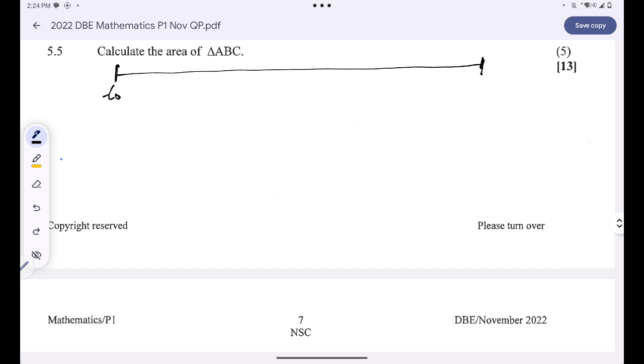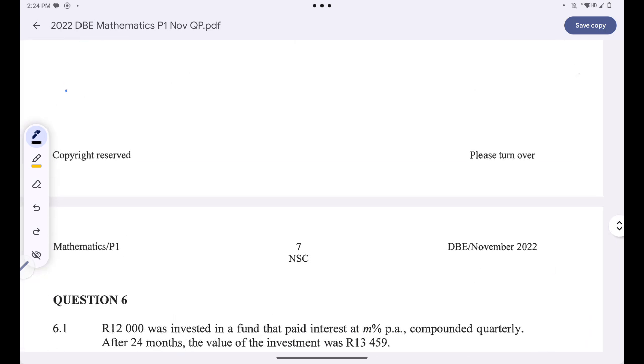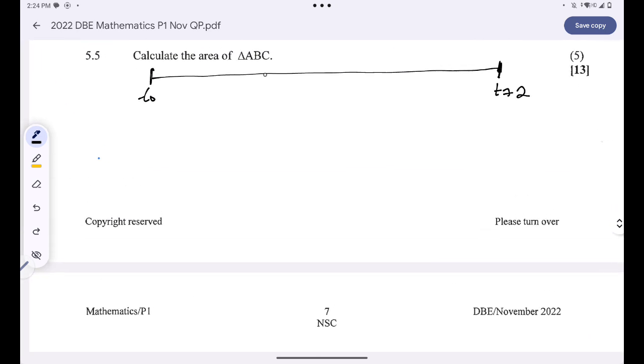Okay, that's T0. We are told that the loan will take 6 years to be repaid fully. Remember that Thabo will make monthly installments. Are you together? So I'll simply say 12 multiplied by 6 will end up having T72. However, Thabo will start paying the loan 6 months after the loan was granted. So Thabo will start paying the loan at T6.